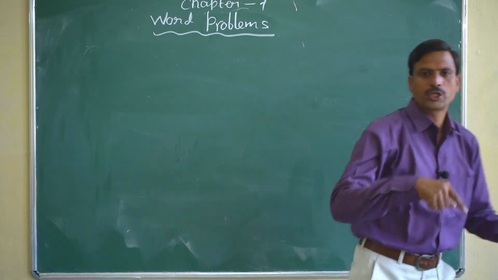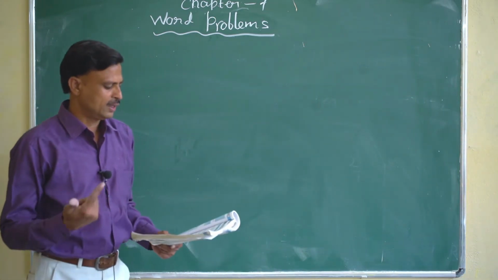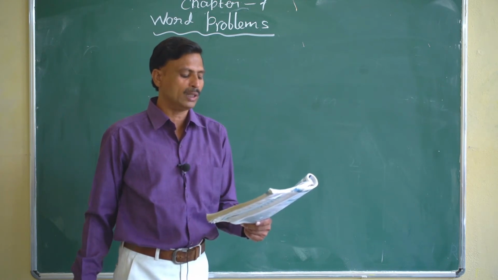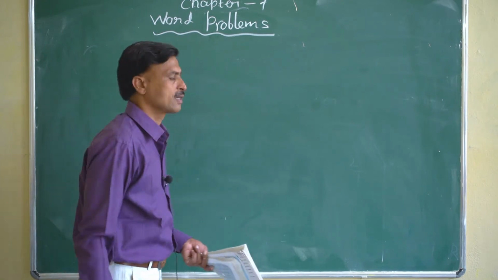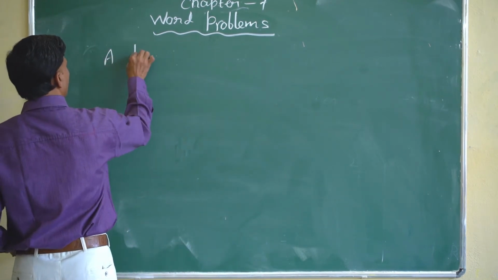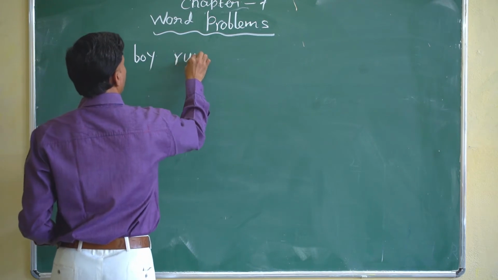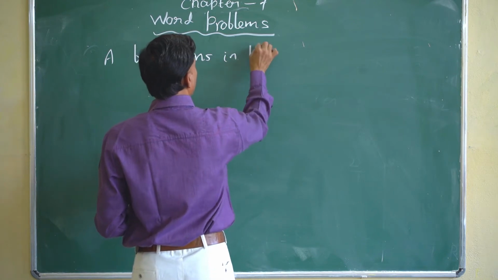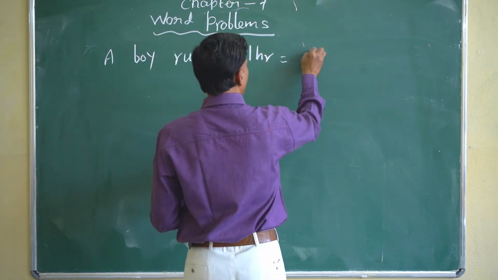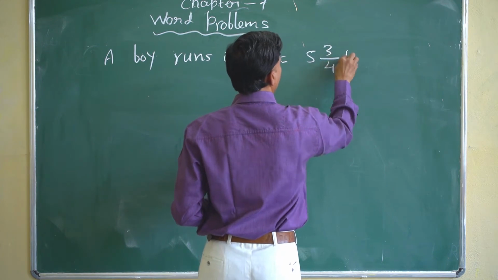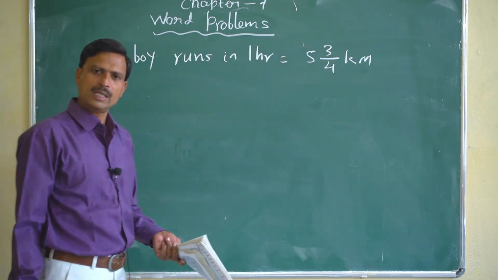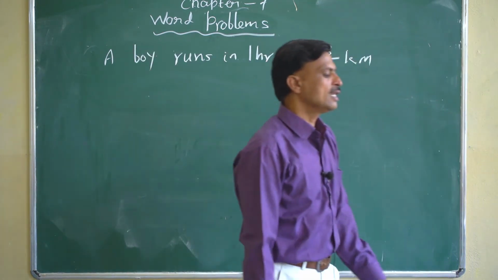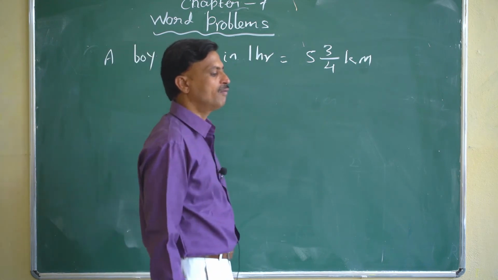I'm taking the fifth question of this exercise right now. Fifth question. So I'm reading the question. A boy runs 5 whole number 3 by 4 kilometer in 1 hour. A boy runs in 1 hour equal to 5 whole number 3 by 4 kilometer, right? We have to find how much distance the boy will cover in 7 whole number 1 by 5 hours.